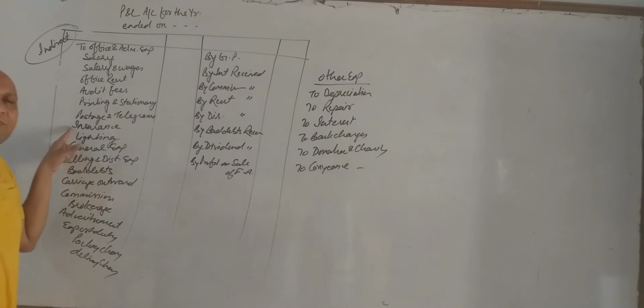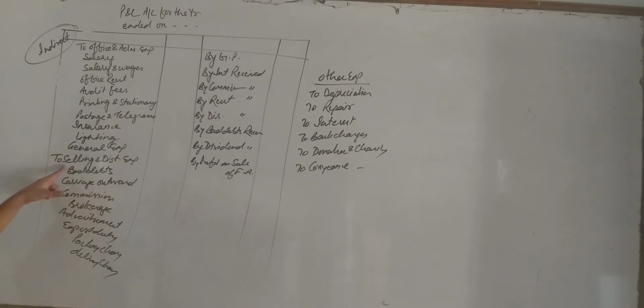Insurance, maybe fire insurance premium, property insurance. Office lighting: if the word factory light comes, it will be going into trading account, but either it is office light or only lighting, then it goes to office expenses and general expenses.